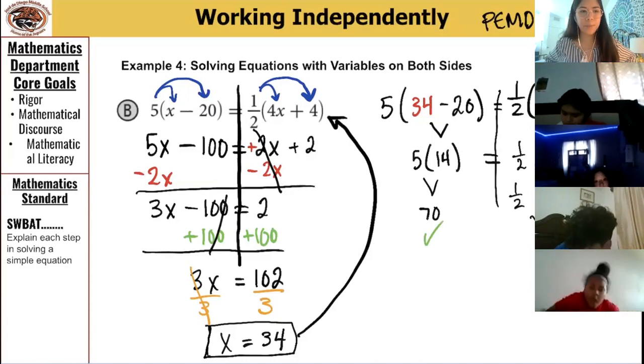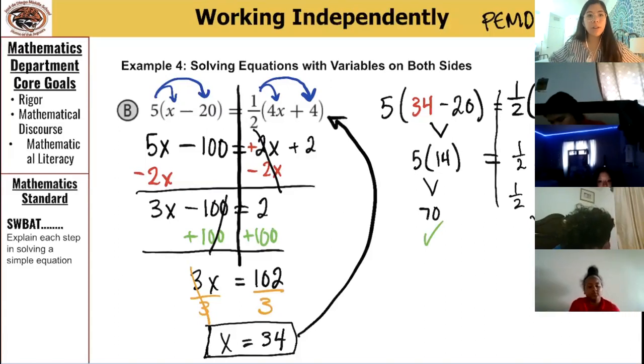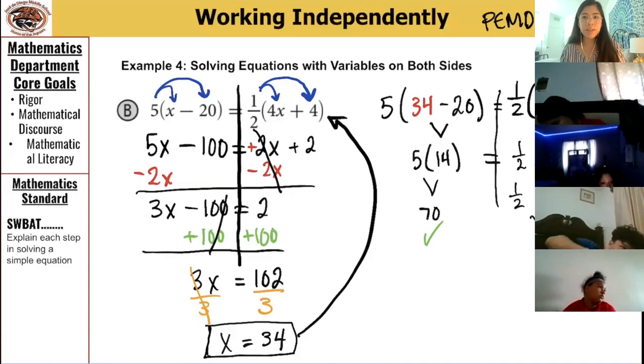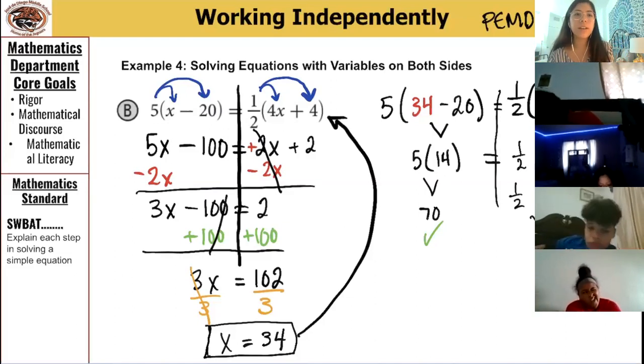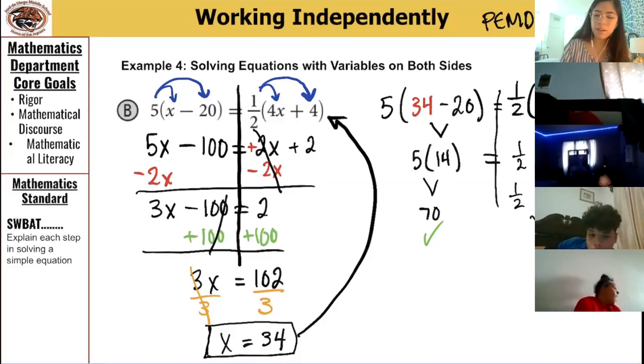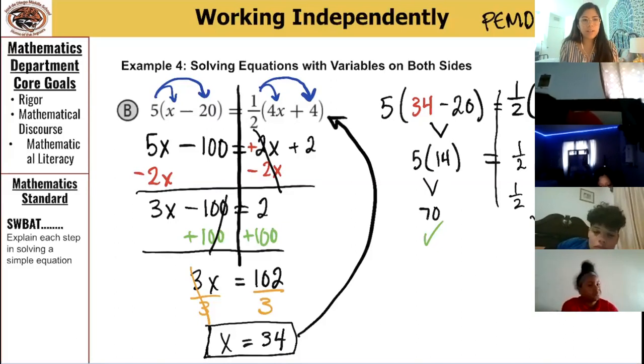X equals 34. So if you're ever working on homework assignments or tests or quizzes or anything like that, and you have some extra time at the end, I definitely always check to see if your answer works. Plug it back in and check to see if it makes sense. Do I have any questions on that?